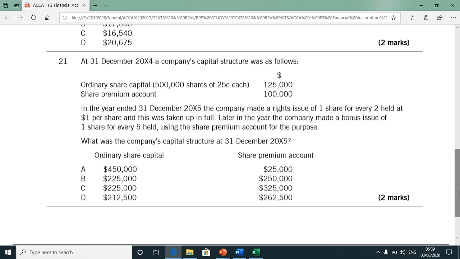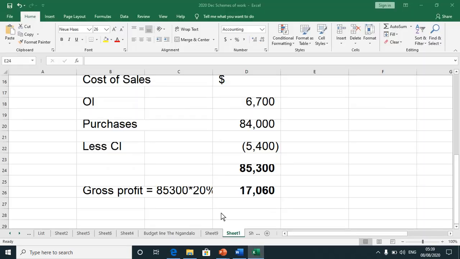Later in the year, the company made a bonus issue of 1 share for every 5 held using the share premium account for the purpose. What was the company's capital structure? Again, the question is rate. So we are running with 125 and 100. This is question 21.